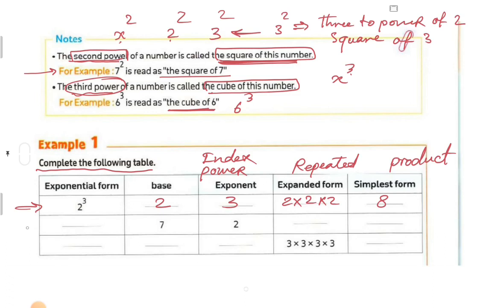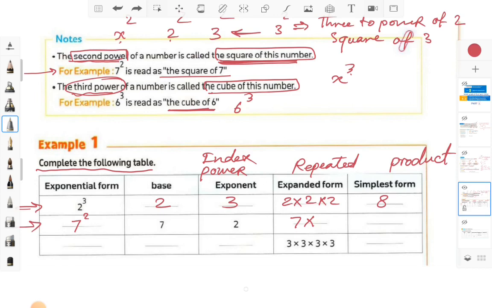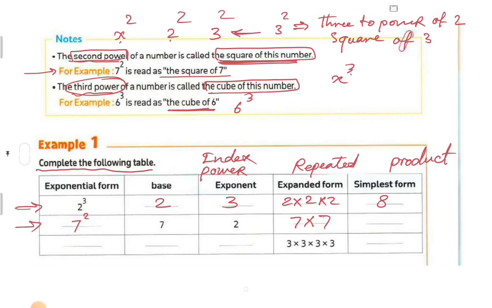Next one, we have 7 as the base and 2 as the exponent. The base goes here and the exponent goes up. The expanded form means 7 by 7, 2 times. Simplest form, what's the product? 7 by 7 equals 49.